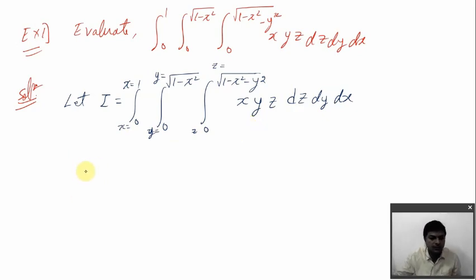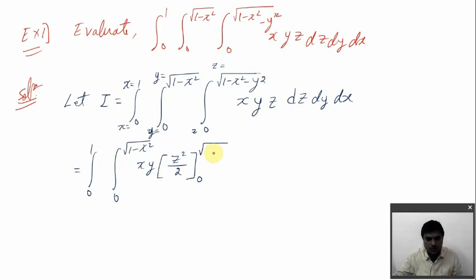Okay, without wasting the time students, quickly simplify one by one. First I will keep 0 to 1 as it is, no change. Then next I will keep 0 to square root of 1 minus x square as it is, no change. Now we are going to integrate with respect to z. So now x, y I will keep as it is, constant, and z I am going to integrate. Integration of z is going to become z square divided by 2 in the limit 0 to square root of 1 minus x square minus y square. So what is remaining? dy dx.